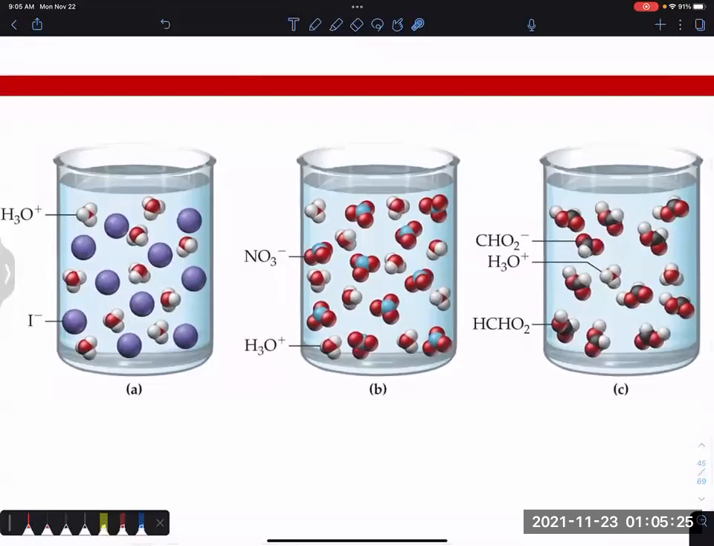There you go. So we've got hydrogens, hydronium and iodine in solution. So these ones look like they're right. None of these iodines have a hydrogen anymore. So that's a strong acid.